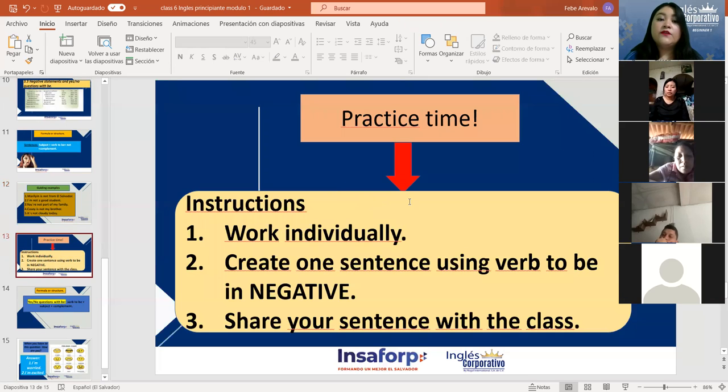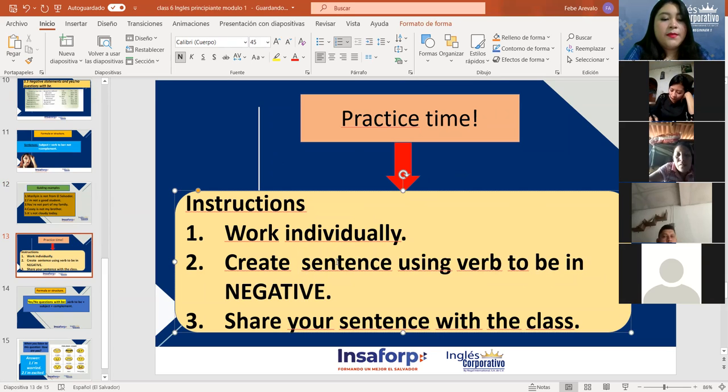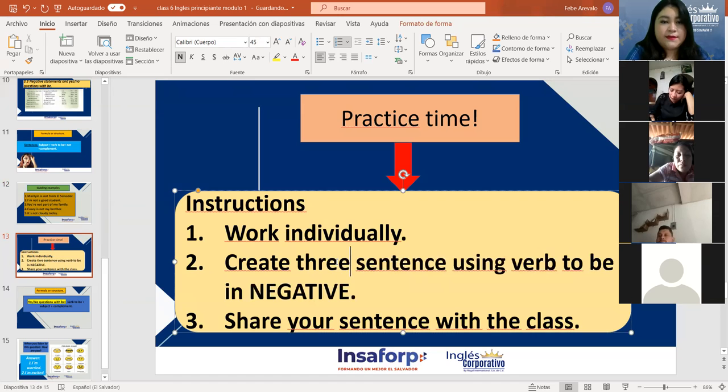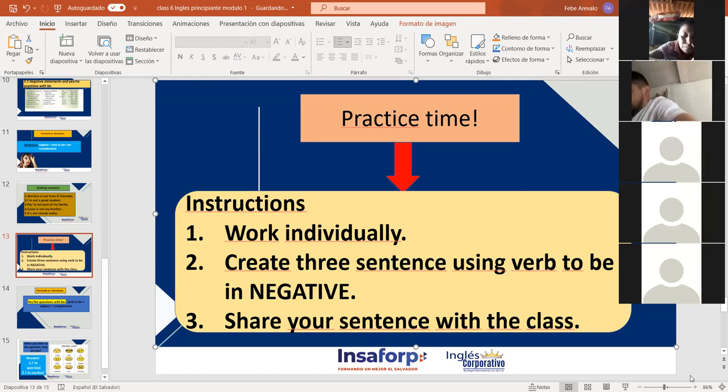Practice time. Instructions. Mayra, please, read the instructions. Work individually. Create one sentence using verb to be in negative. Share your sentence with the class. Excellent, thank you, all right? Entonces, ¿qué vamos a hacer? One sentence, pero no, one sentence es muy basic ya para ustedes. Vamos a crear three sentences, all right? Tres oraciones. Let's work with this, please.